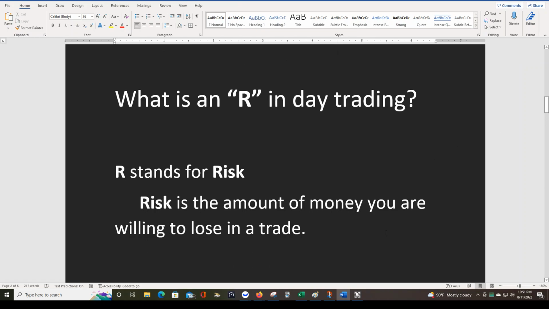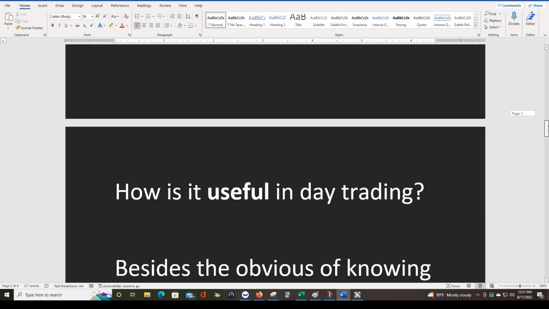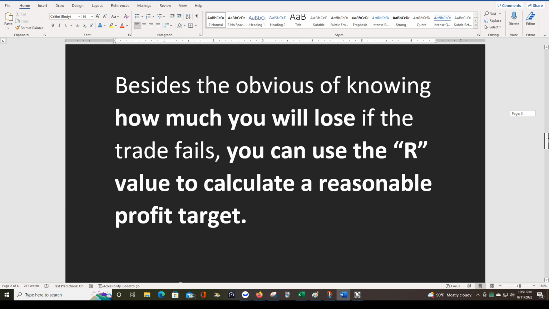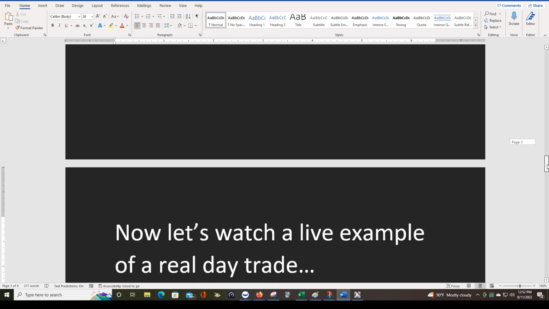So what is an R in day trading? R stands for risk. Risk is the amount of money you're willing to lose in a trade. So here's an example. If you buy a share at $10 and place a stop loss at $9, then your risk, or your R, is $1. How is it useful in day trading? So beside the obvious of knowing how much you will lose if the trade fails, you can use the R value to calculate a reasonable profit target. And what's a profit target, just in case you don't know? The price at which you want to sell your shares.